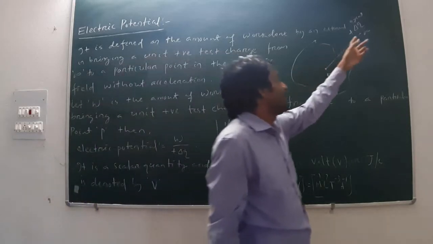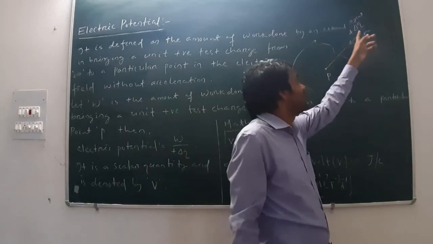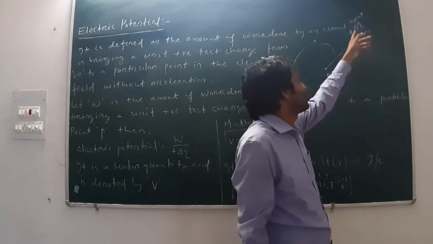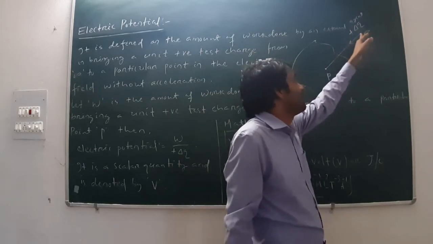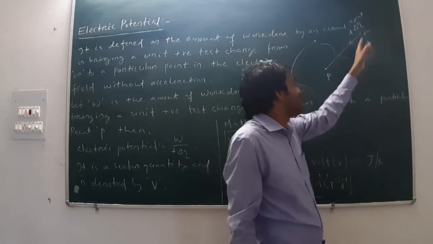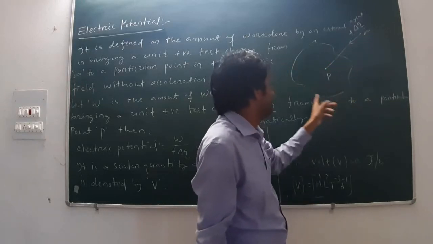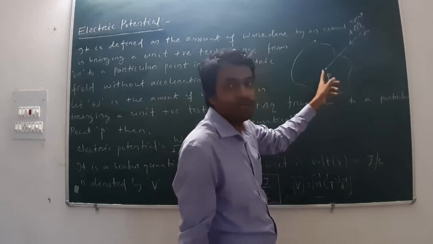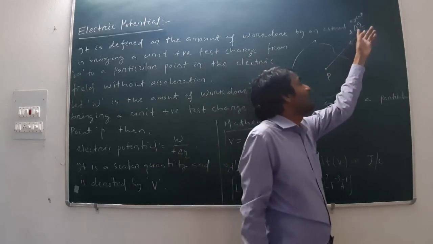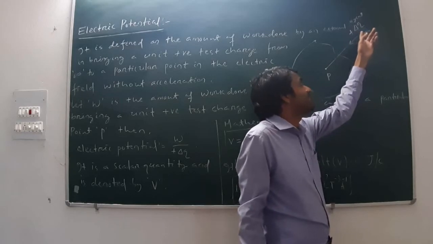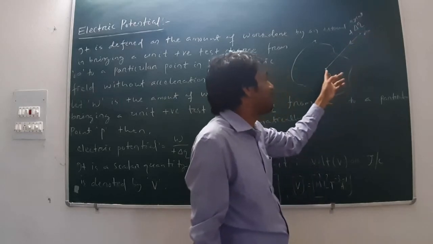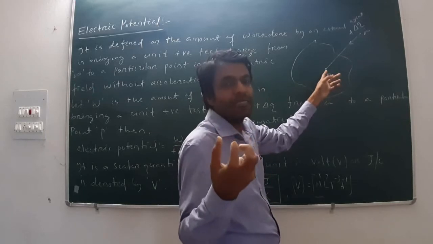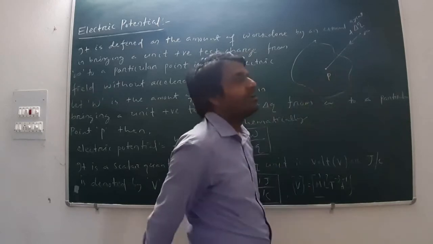Let here be infinity, and a unit positive test charge is plus del q. It is being brought from infinity. This is some electric field, and this point is P, a particular point. Now I have to bring this unit positive test charge from infinity to the particular point P. So what is the amount of work done? This is known as the electric potential.